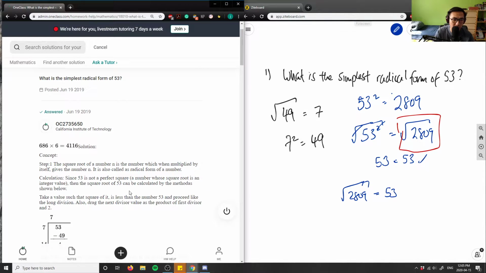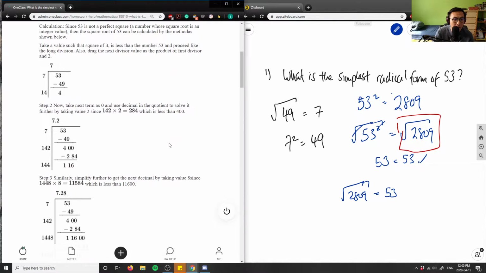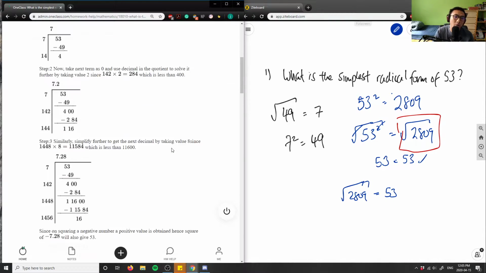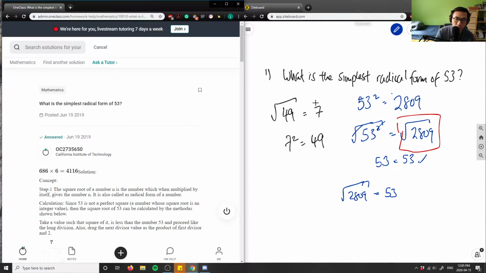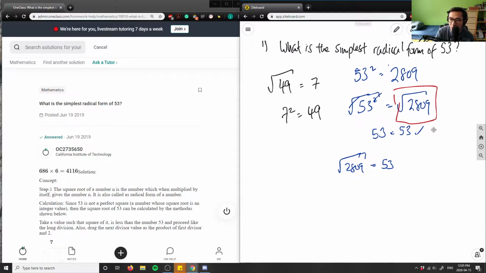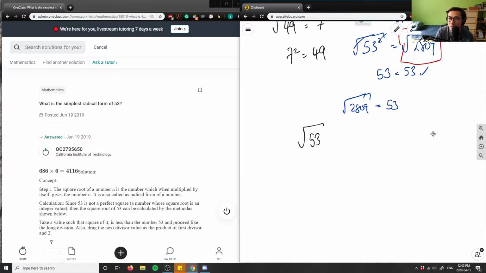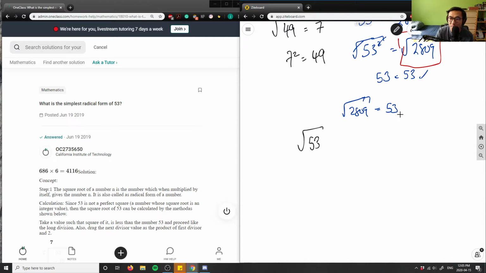So I'm going to look at what they did here. Okay, so this is weird. Okay, hold up. They actually assumed this is the square root of 53. So this changes the problem now. Let me just redo this. They're assuming that it's the radical form of root 53. So this here is not my answer. This was for the whole number 53 and not the square root of 53. So let me redo this problem.